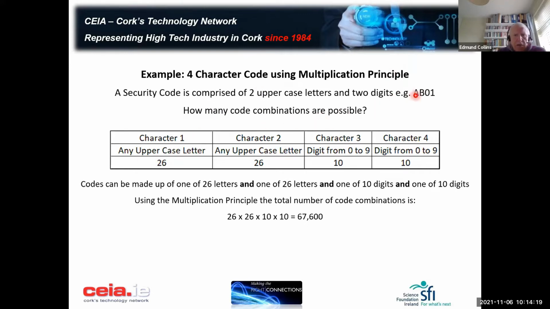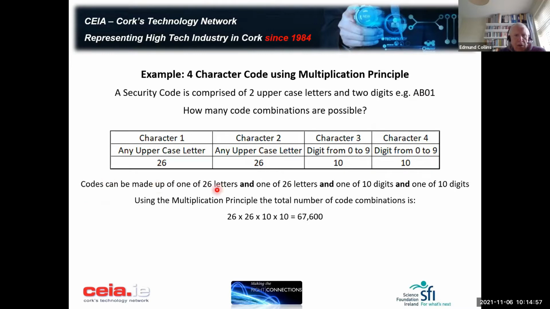So using the same approach that we took before. For character 1, it can be any uppercase letter. So that's 26. For character 2, which is an alpha character, another letter, again, it can be 26. For character 3, that's a number from 0 to 9. So that gives us 10 options, and include the 0. And then for character 4, it's the same again, 0 to 9, so 10 options.